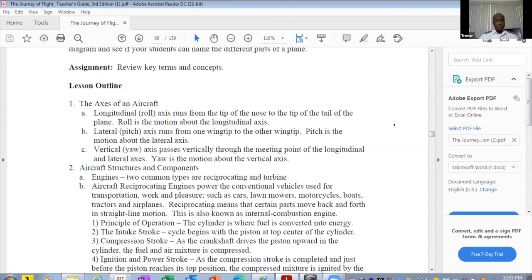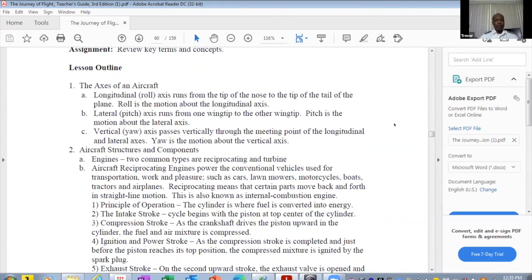Now, the axes of an aircraft. Just like when we talk about lift, weight, thrust, and drag, the airplane has different axes around which the airplane moves.